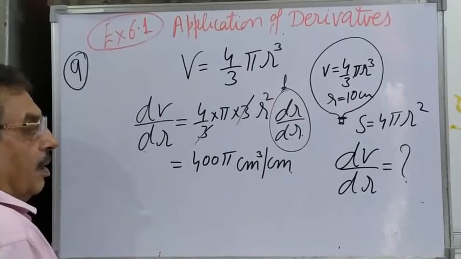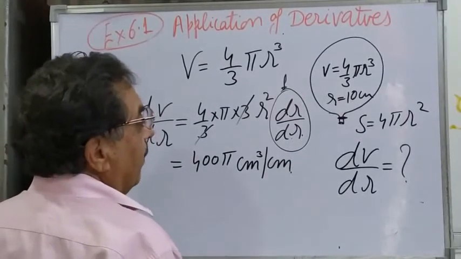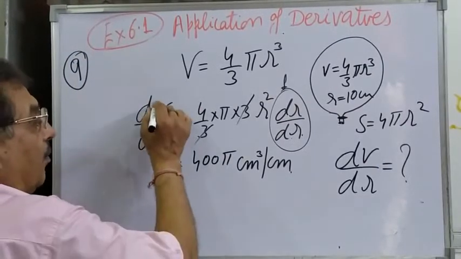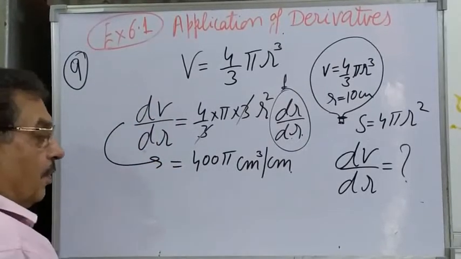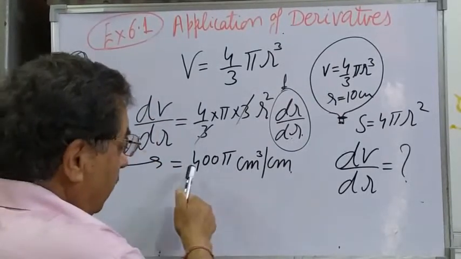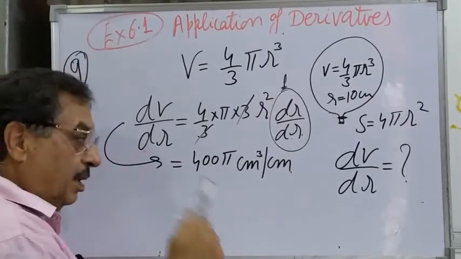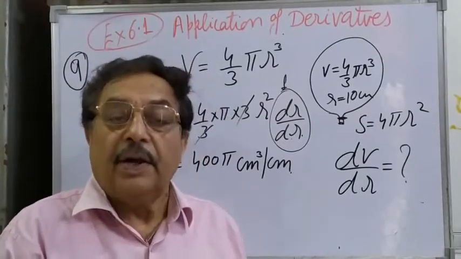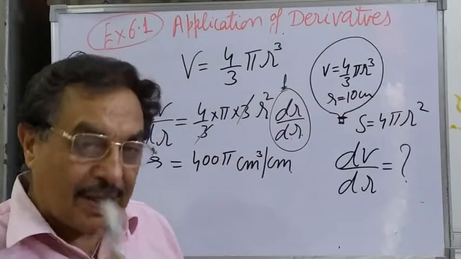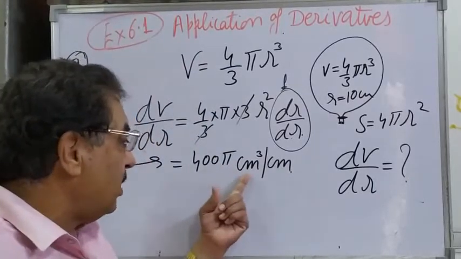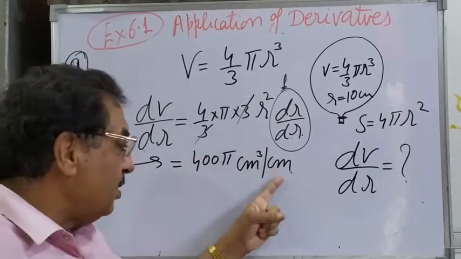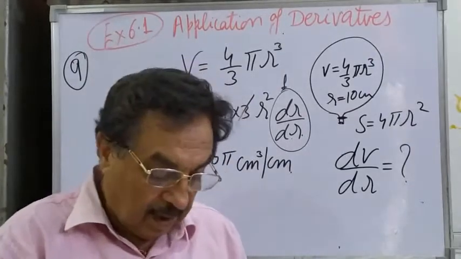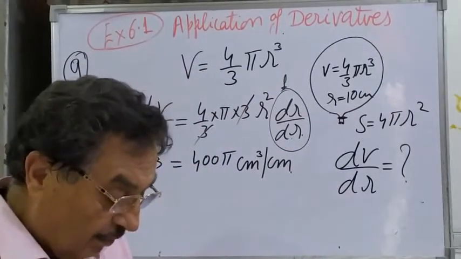So r is 10, r square is 100, and we get 400 pi centimeter cube per centimeter. So our dv by dr is 400 pi, meaning the volume is increasing at 400 pi centimeter cube per centimeter change of the radius. If we increase the radius by 1 centimeter, the volume increases by 400 pi centimeter cube, or if we decrease by 1 centimeter, with a negative sign, we get 400 pi. So this is how we use the application of derivatives.